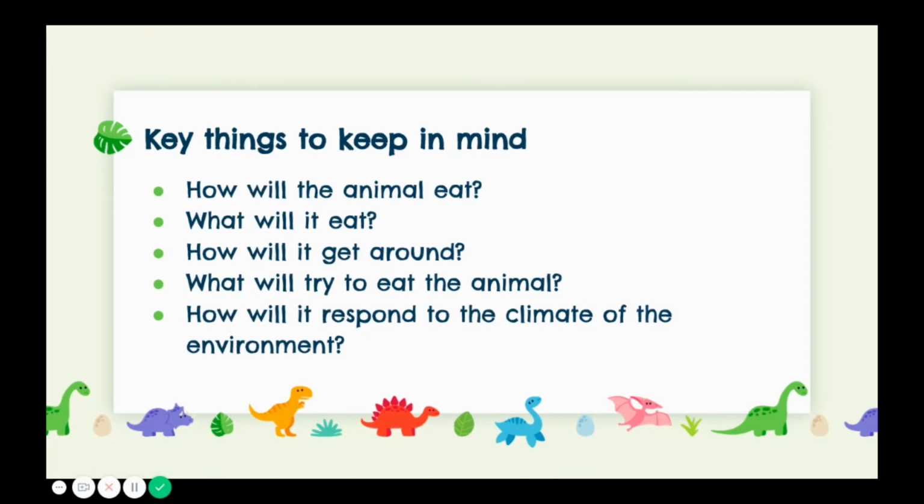What will try to eat the animal? So we can't just think about what the animal will eat. We have to think about what's going to try and eat the animal, because the animal has to have adaptations to get around that. And how will it respond to the climate of the environment? So if you're an animal that's in a cold weather environment, you're going to have probably something to help keep you warm, right? Those are things we have to think about when we're thinking about designing our animal.